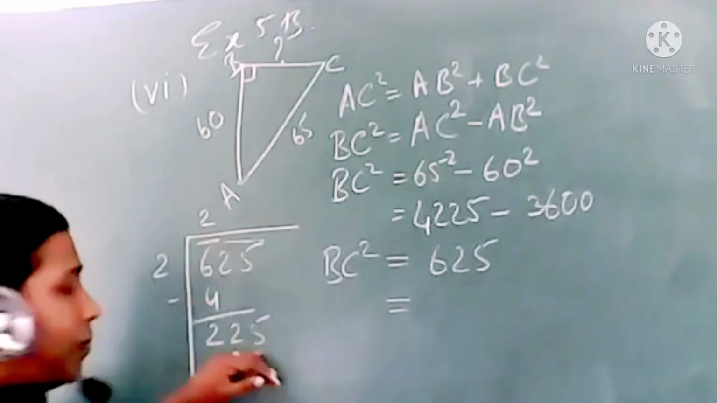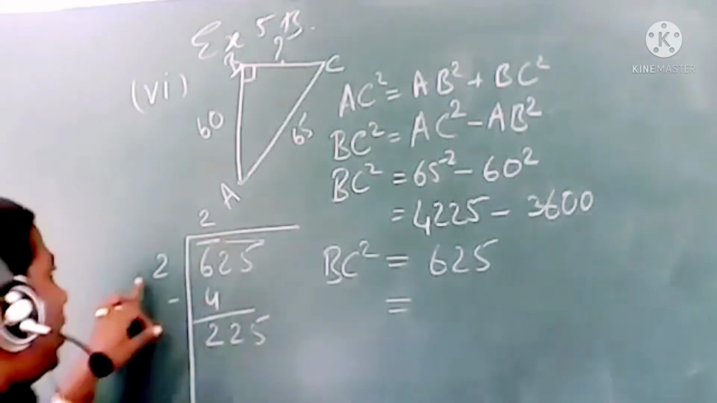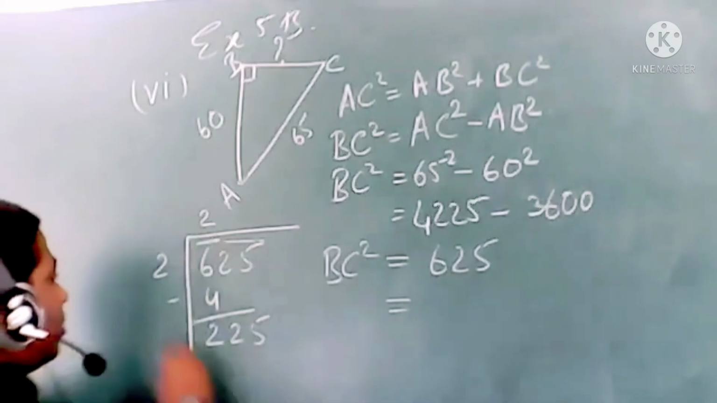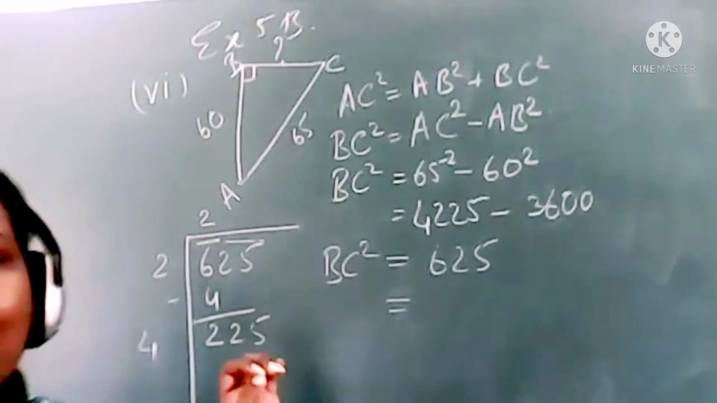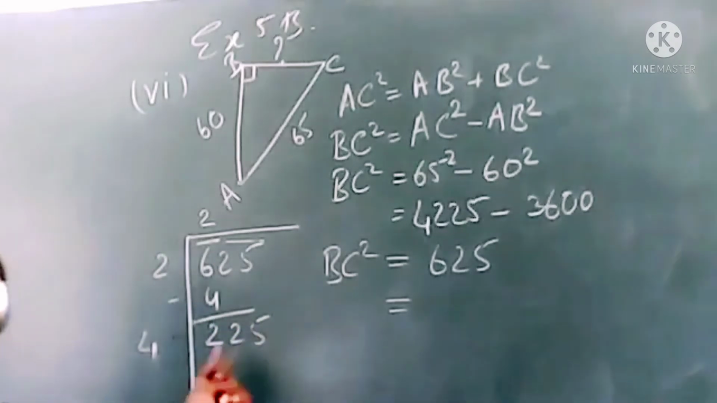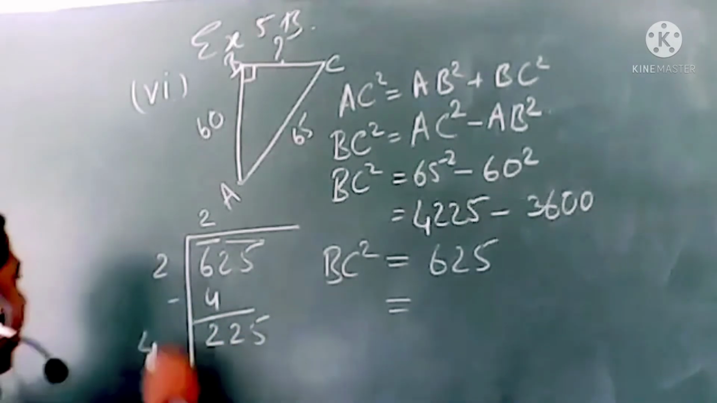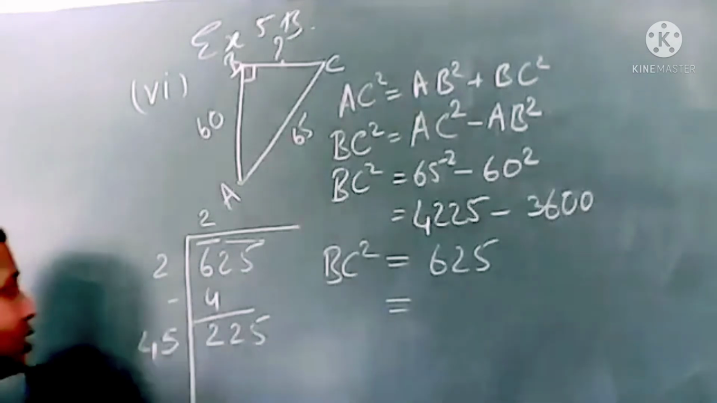225. We will write down the two numbers. Okay. Then we have 2 plus 2 is 4. So with the 4, what number can we multiply so that we can get the 225? With the 4, can I add one more number? 5 5s are 25.